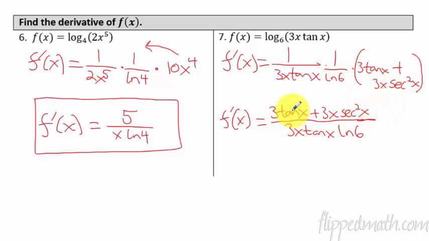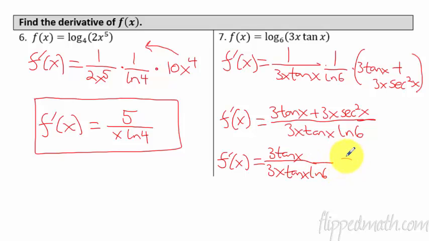But then, you know, the question is, well, do you have anything to cancel? If you separate, you've got to be real careful here. If you separate with the addition, then we could probably clean this up a little bit. Let me show you what I'm talking about. So equals 3 tangent x over 3x tangent x natural log of 6.